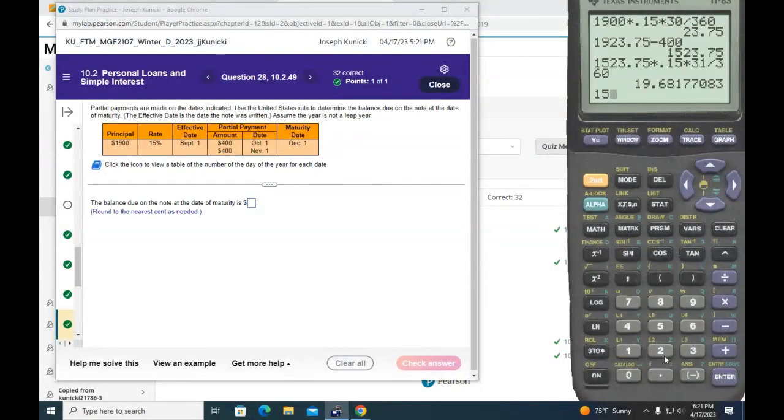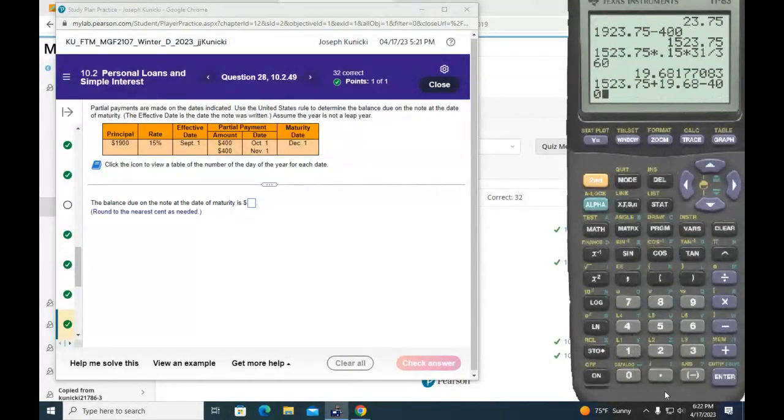So I take my principal of 1523.75 and I add 19.68. And I subtract 400 again. This time I couldn't do the addition seamlessly. On the first one it was real easy, 23.75 with the 2 zeros. So my final principal is 1143.43.